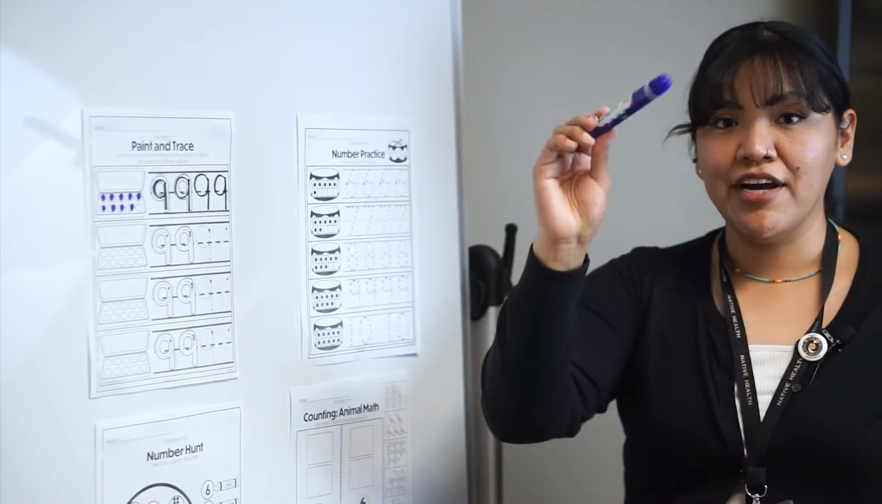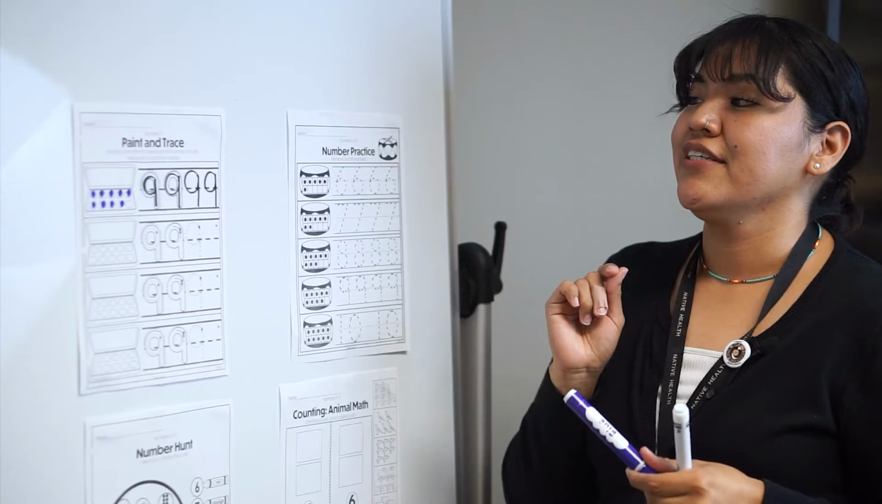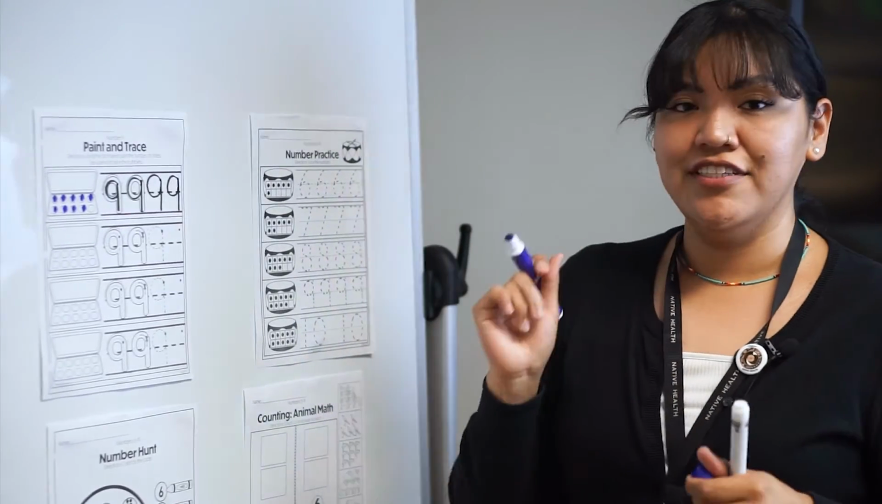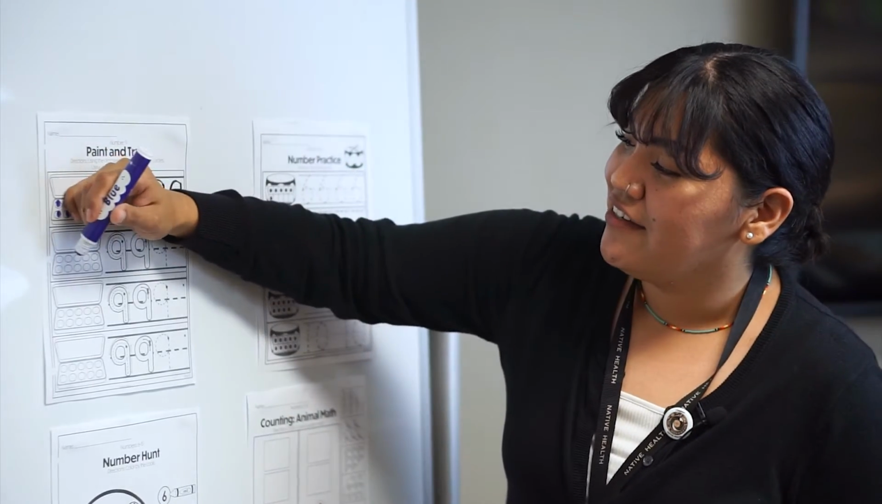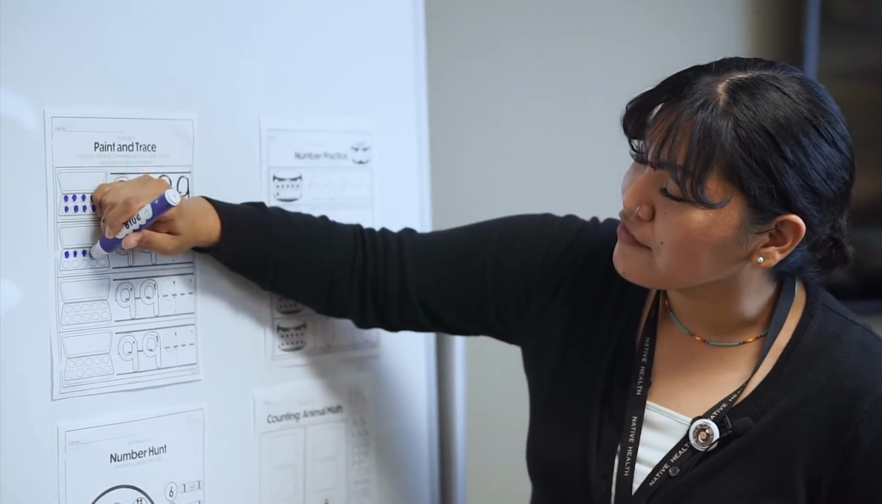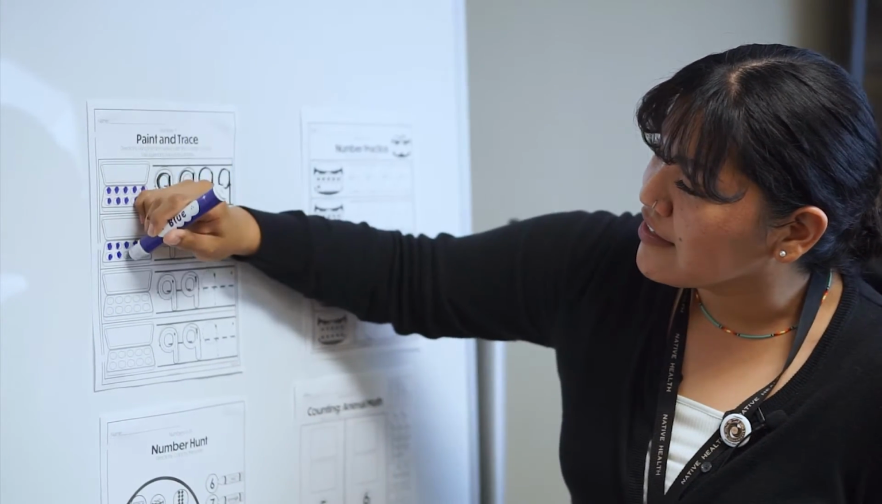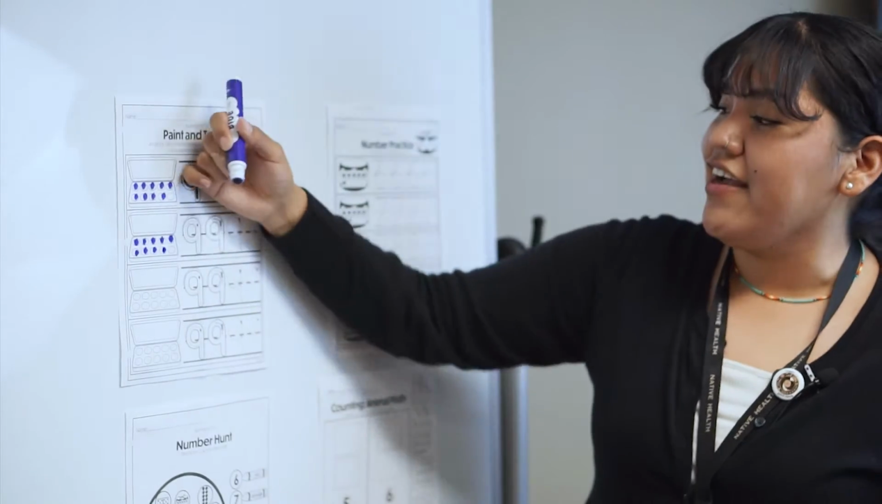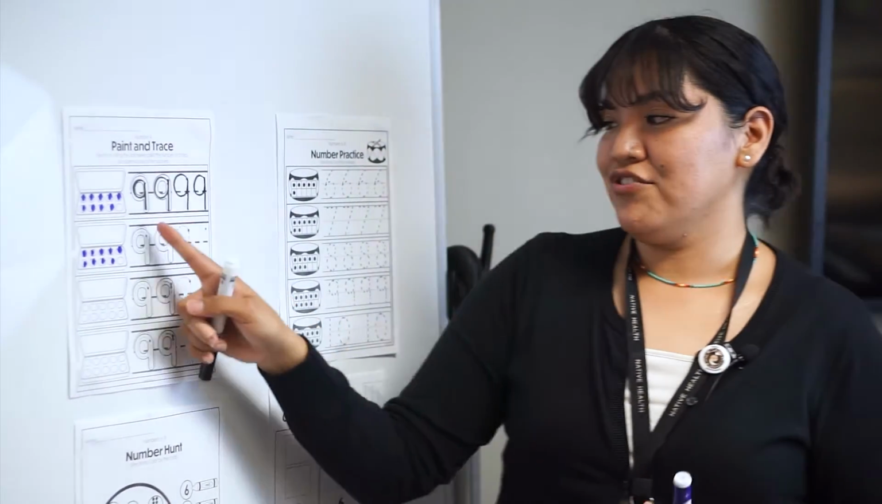All right, let's do one more. So everyone have your dot marker in your hand again, and we're going to trace 9, and we're going to do 9 circles, fill in 9 circles. Okay, so let's count. 1, 2, 3, 4, 5, 6, 7, 8, 9. All right, now let's get to tracing.